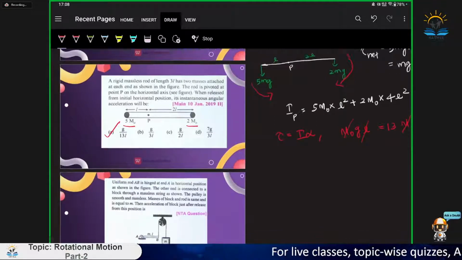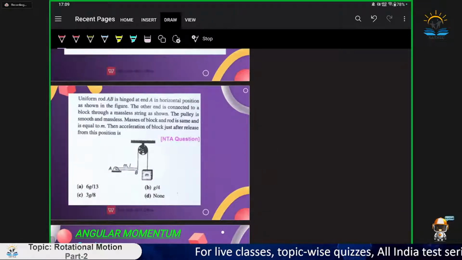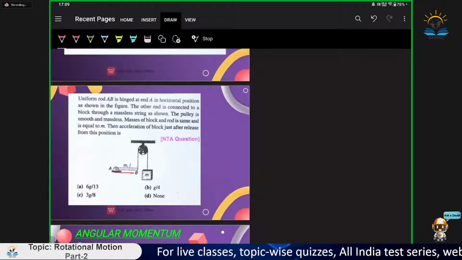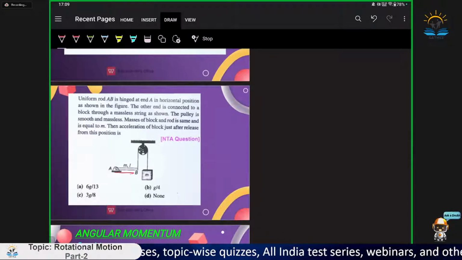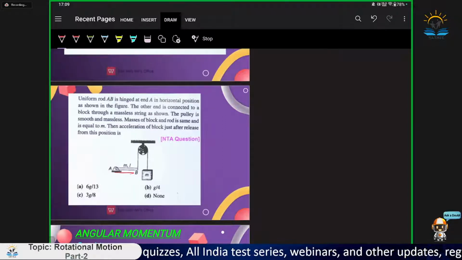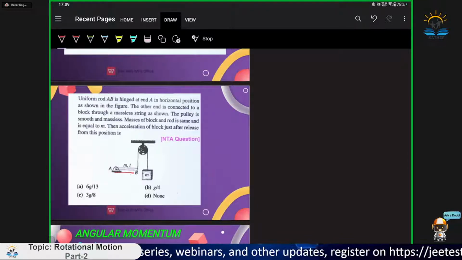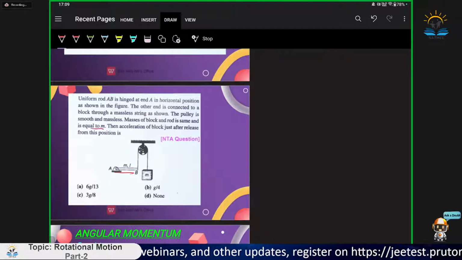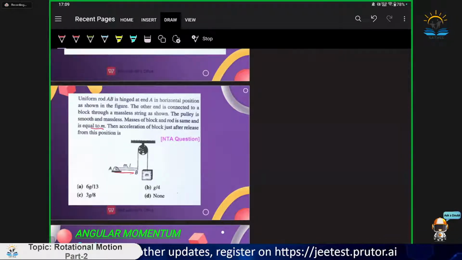Okay, let's solve the next question. Uniform rod AB is hinged at end A in horizontal position as shown in the figure. The other end is connected to a block through a massless string as shown. The pulley is smooth and massless. Masses of the block and the rod are the same, equal to m. Then the acceleration of the block just after release from the position is?